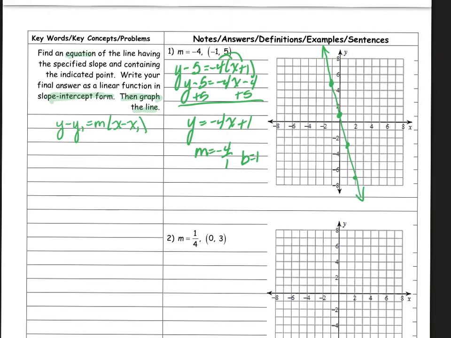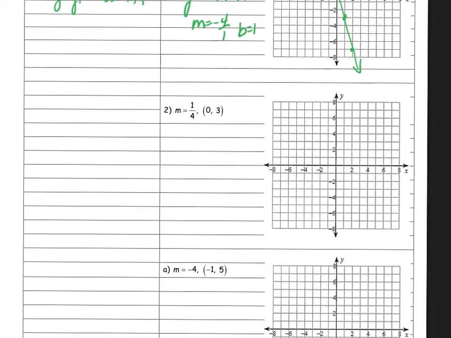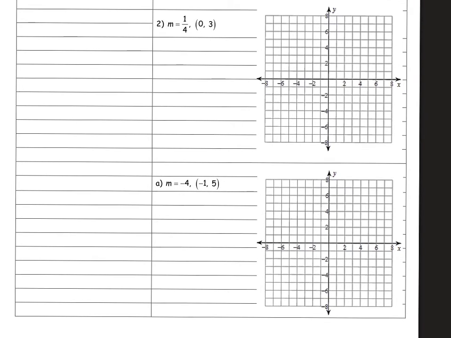So next, I'm going to do the same thing again. I don't know if I can get them both on. Oh, I can get them both on here. Great. Okay, so here we go. Y minus 3 equals 1/4 times x minus 0. I'm going to distribute. So I get y minus 3 equals 1/4 x. Add 3. So my equation becomes y equals 1/4 x plus 3. So my slope equals 1/4, and my y-intercept equals 3.